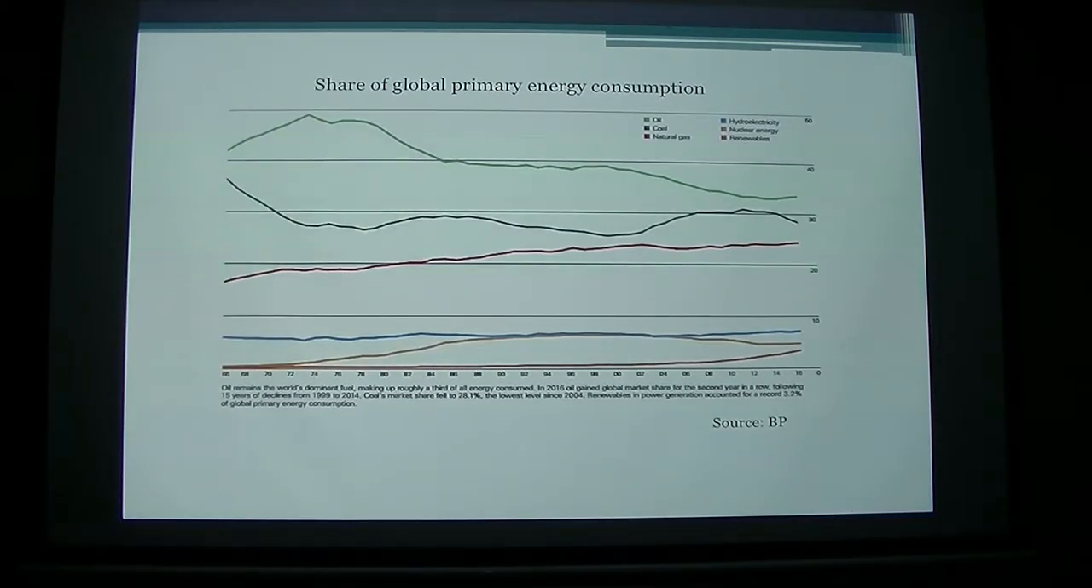To illustrate how much oil and gas are being used globally, as you can see, the green line shows oil consumption, whereas the red line shows natural gas consumption. Oil consumption is about 34 to 35%, and natural gas is about 25%. Meaning over 50% of global primary energy consumption is from oil and gas.